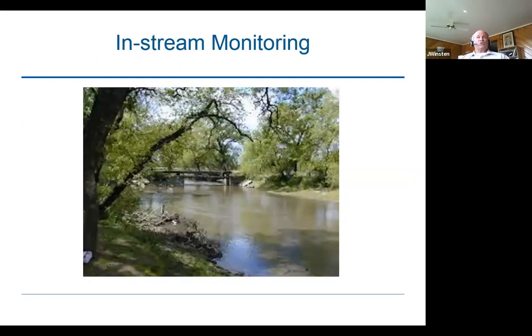You could have in-stream monitoring, where you would have an automated sampler like the ISCO sampler in the stream that's taking samples from the water at periodic intervals. It can detect the flow rate, so it can sample more frequently during high flow events. That's doable. We have that in some places, but it's still costly and still may be too far from the farm.